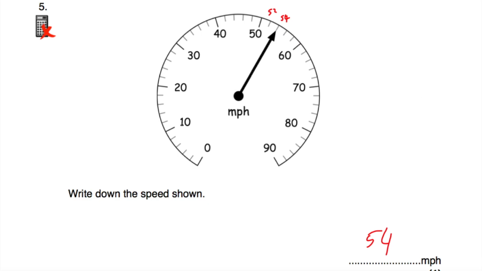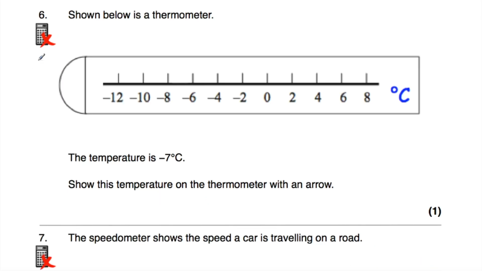Okay, let's look at our next question, question number 6. So question number 6 says, shown below is a thermometer. So we've got this thermometer and we've got the scale and it's in degrees Celsius. And we're told the temperature is -7 degrees Celsius. Well, it's not quite that today, but it feels like it at times. And we've been asked to show this temperature on the thermometer with an arrow.